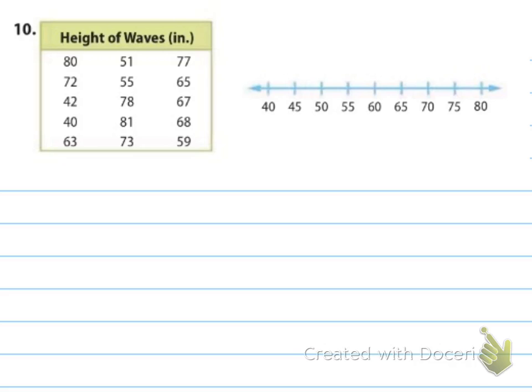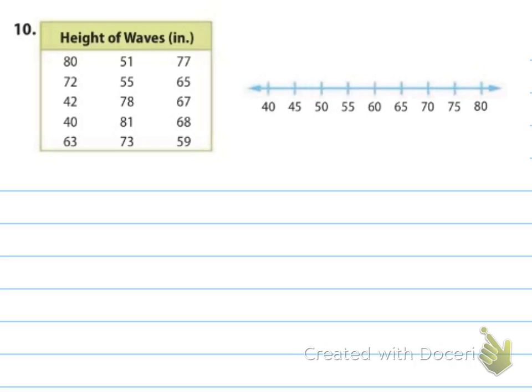All right, so number 10 on one of the other pages as you go through, an extra example, is height of waves, and they've given us all this data here. They've given us this number line to use so that we don't have to create our own, but what we do need to do is figure out the median, the quartiles, and the lower and upper extremes.